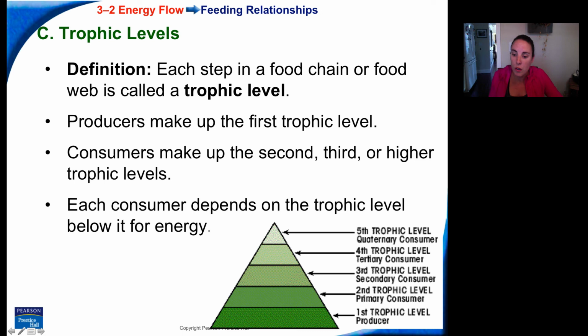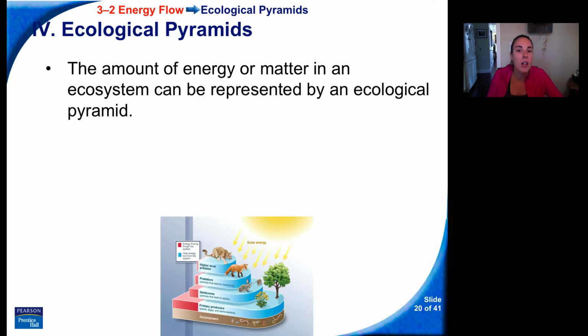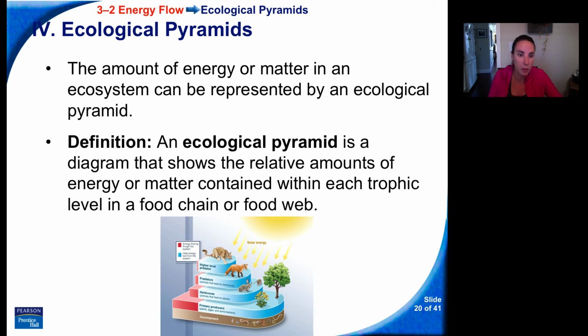So here's the first trophic level, producers. Then the second is primary consumers, secondary consumers, tertiary consumers, and sometimes you can go all the way up to quaternary consumers. Ecological pyramids show many different things. So the amount of energy or matter in an ecosystem can be represented by an ecological pyramid. An ecological pyramid is a diagram that shows the relative amounts of energy or matter contained within each trophic level in a food chain or food web.